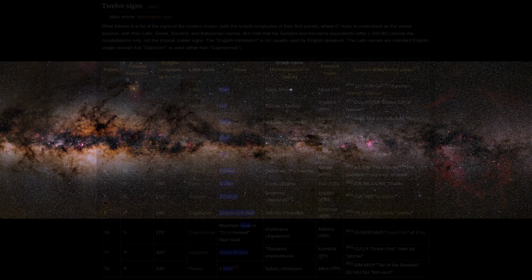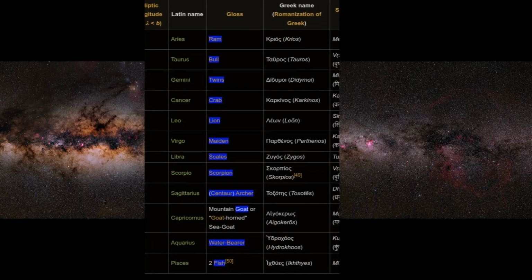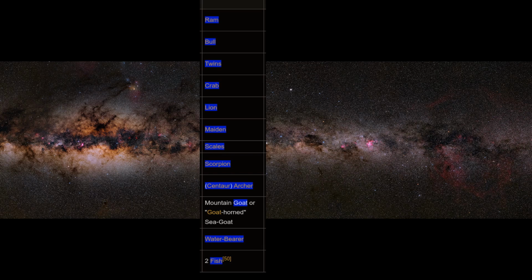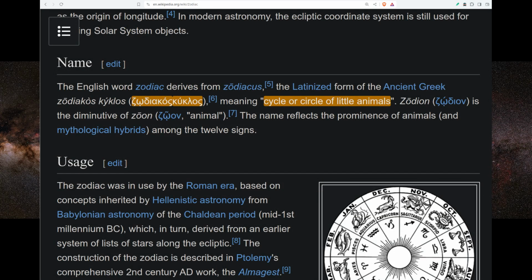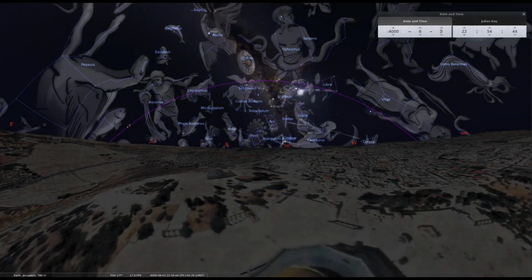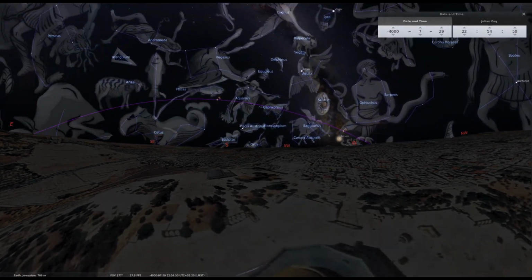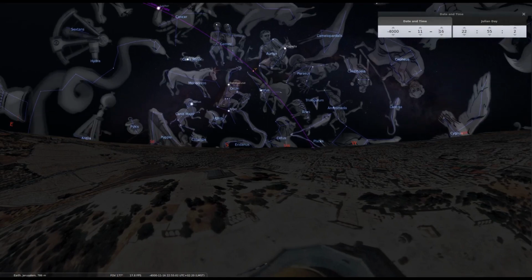It is best to translate the terms into plain English in order for our minds to understand the regions that these ancient astronomers were describing. The Greek term Zodiacos kuklos simply means cycle of little animals or circle of little animals. Now, it seems the current modern understanding of this circle of animals is that of a set of 12 constellations along the ecliptic path of the sun, moon, and planets.